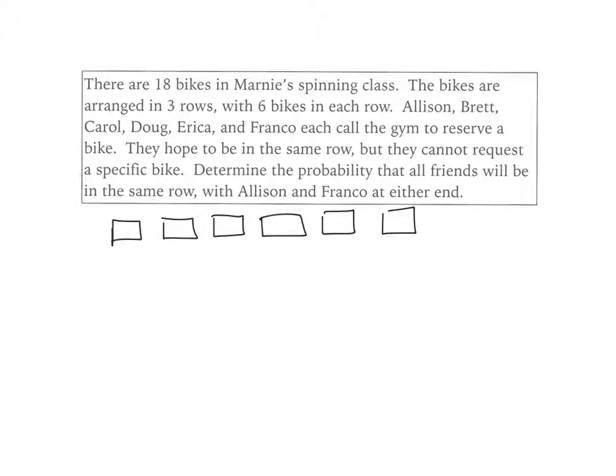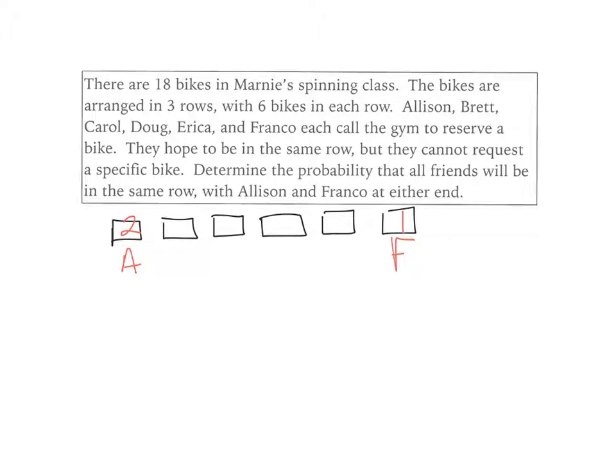So Alice and Franco are at either end. What that means is that Allison is at one end, and Franco is at the other. So there's 2 possibilities for this one, and 1 possibility for that one. Because it could be Allison or Franco, and then it's going to be whomever wasn't chosen. Or you can think of it as that between the 2 of them, there's 2 options. Whatever you want to think, but you have to realize that. Okay, so Allison and Franco are out.